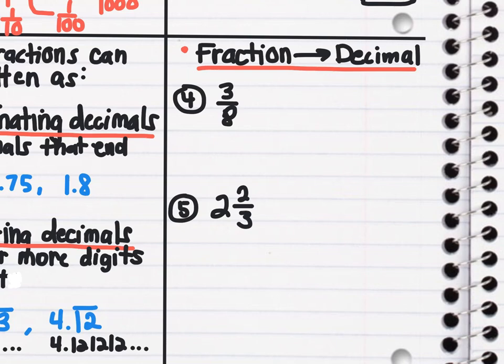Now let's take a look at the bottom right. So now we're going to turn these fractions into a decimal. And if they become terminating and repeating decimals, how do we make them those types of decimals? So this is how you do it.